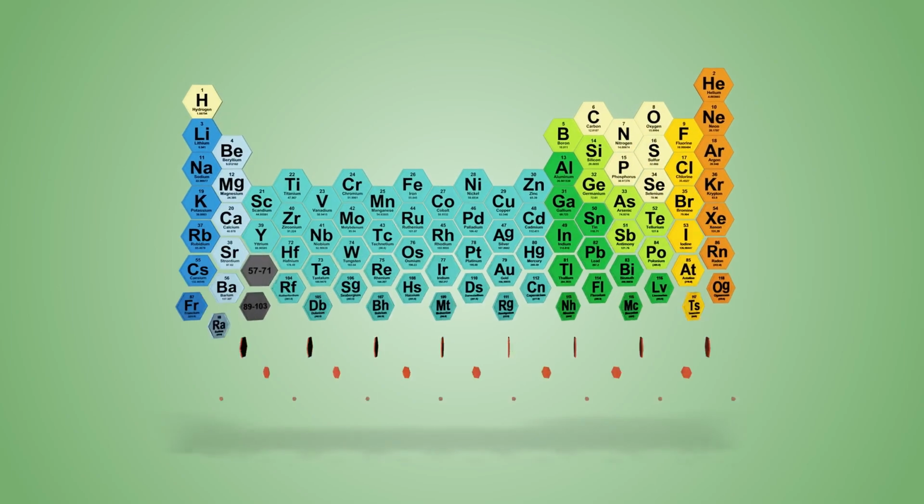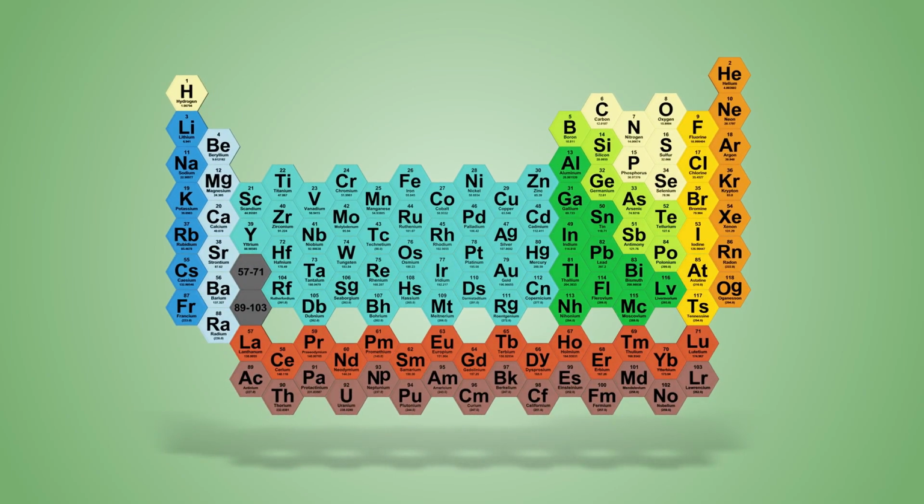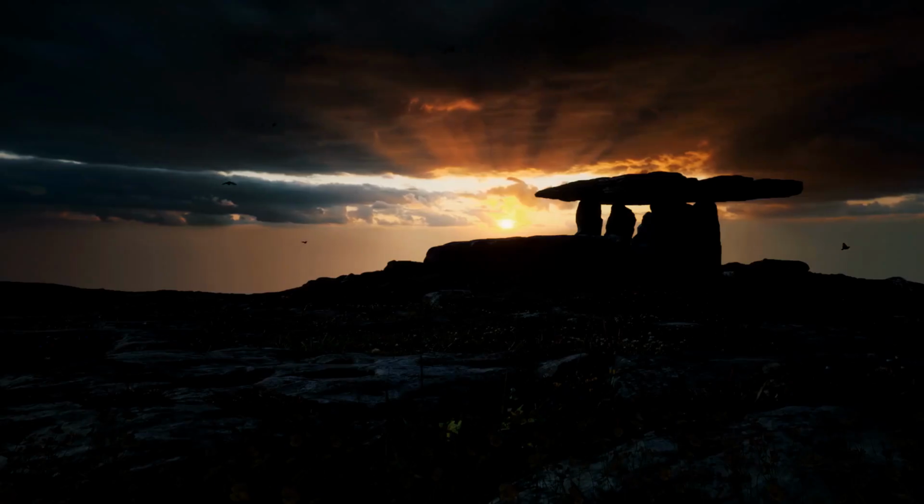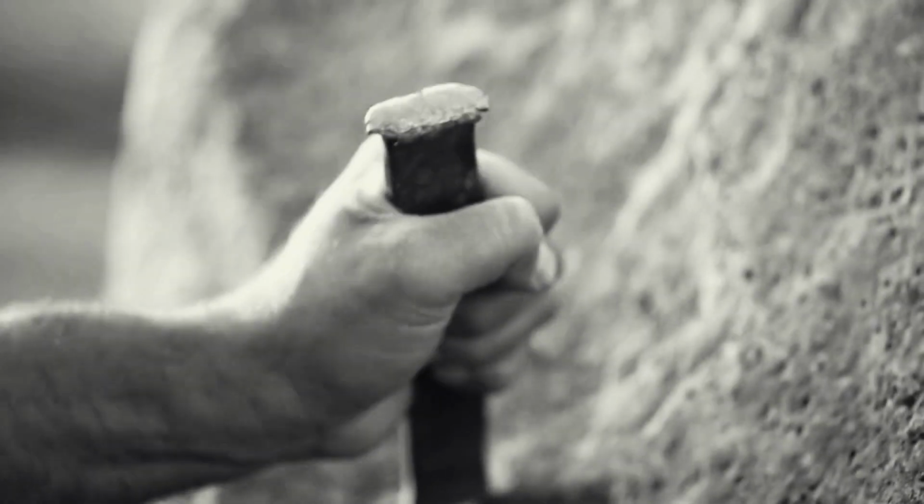Let's take a look at the periodic table and choose out a cool element. Let's go with number 50, Sn, or should I say tin. The first time tin was used was during the Bronze Age in Mesopotamia.